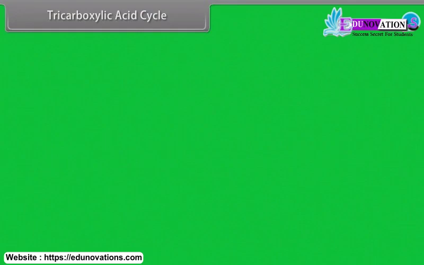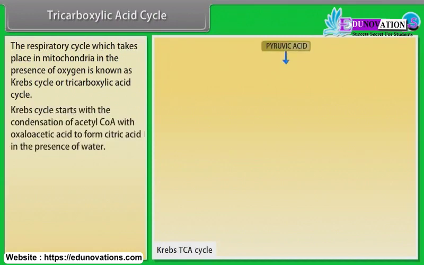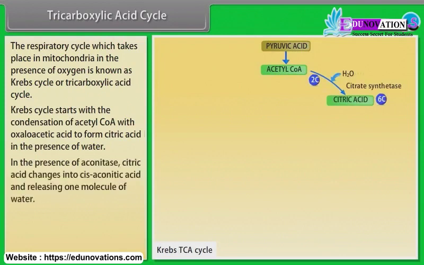Tricarboxylic acid cycle. The respiratory cycle which takes place in mitochondria in the presence of oxygen is known as Krebs cycle or tricarboxylic acid cycle. Krebs cycle starts with the condensation of acetyl CoA with oxaloacetic acid to form citric acid in the presence of water. In the presence of aconitase, citric acid changes into cis-aconitic acid and releases one molecule of water.